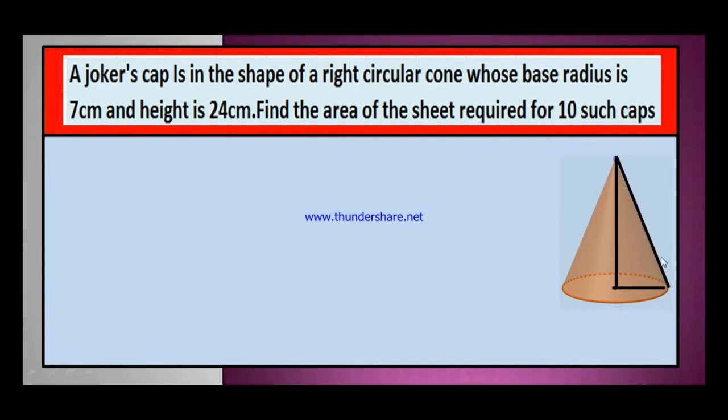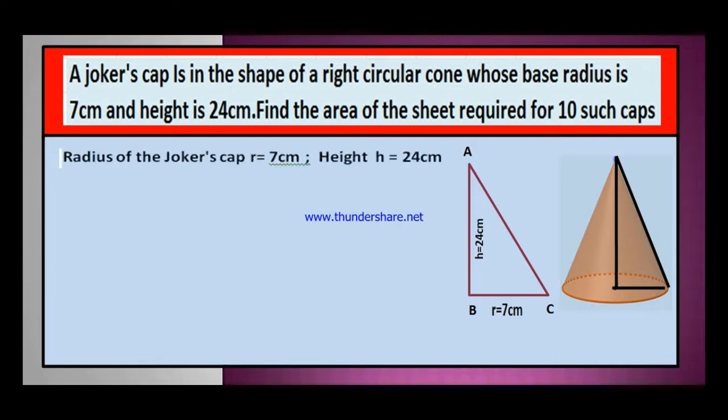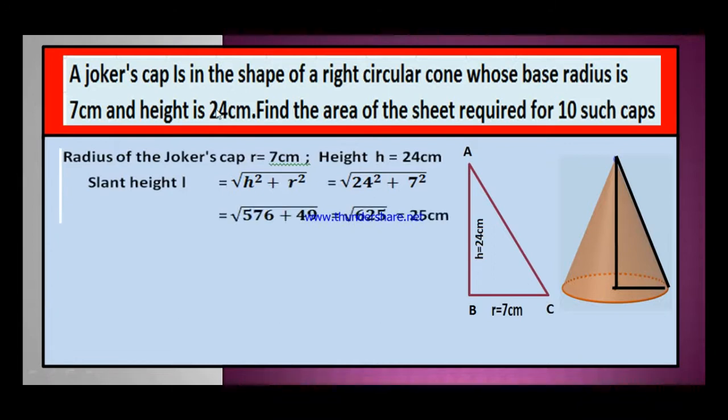Slant height is represented by L, actual height by H, and radius by R. Now if we draw this triangle, AB is the actual height, which is equal to 24 centimeters from the question, and BC is the base radius of the cone, which is equal to 7 centimeters. Let us write what is given in the question. Radius of the joker's cap r is equal to 7 centimeters and height h is equal to 24 centimeters.